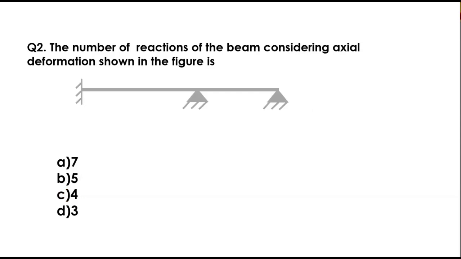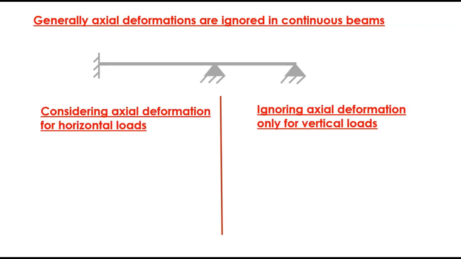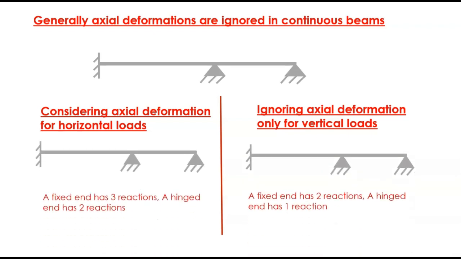Now moving to the second question, the number of reactions of the beam considering axial deformation shown in the figure is option A 7, option B 5, option C 4, option D 3. Generally, axial deformations are ignored in continuous beam, but for this given question, it is specifically asked to consider axial deformation. Now, when the axial deformation is considered, a fixed end has three reactions, a hinged end has two reactions, and when we ignore axial deformation, a fixed end has two reactions, a hinged end has one reaction.